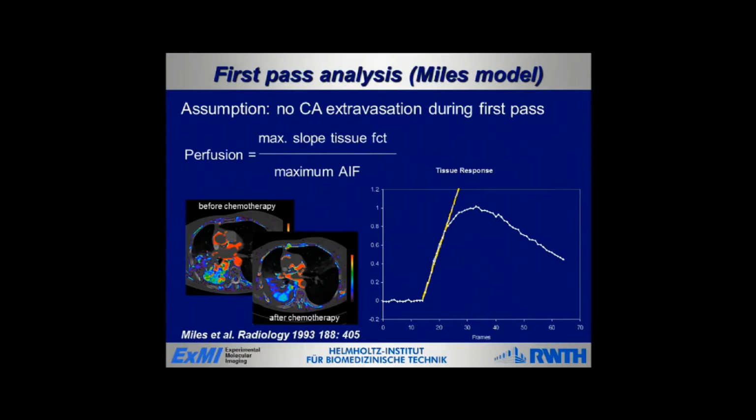Another model that works quite well is the first pass model of Miles. Here you assume that during first pass there's no contrast agent extravasation, which of course is not true here. There's 20 to 30% extravasation, but this you take into account. You just measure the input curve in the target tissue and in the blood, and then you can fit the initial slope of the curve and determine the perfusion as the maximum slope of the tissue function divided by the maximum peak in the arterial input function. This model works quite well and is really robust and easy to use.